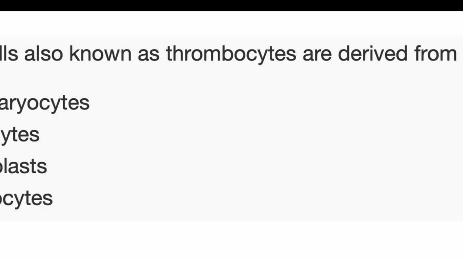This is again related to the blood genesis pathway, or synthesis of blood from its precursors. So basically this question asks which cells are the precursor cells of platelet cells or thrombocytes. Are they megakaryocytes? Are they monocytes, myeloblasts, or erythrocytes?